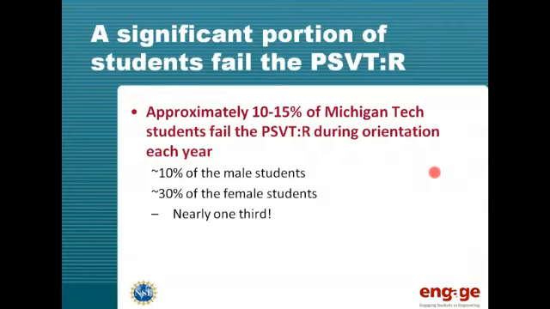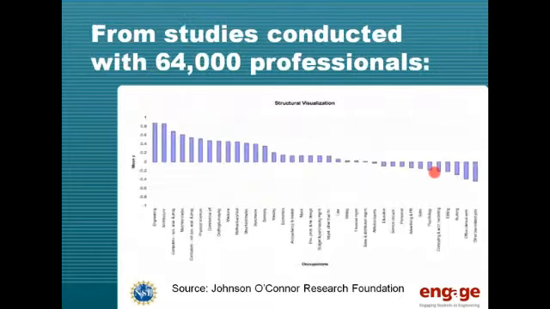So at Michigan Tech, we test our students during freshman orientation, our engineering students that is, and approximately 10 to 15% of our students fail that Purdue test, the test that you took the question from previously, during orientation. Approximately 10% of the male students fail the test, but nearly 1/3 of the female students, and sometimes it's been as high as 40%. So you can see that this is a problem that really impacts women more than it does men.